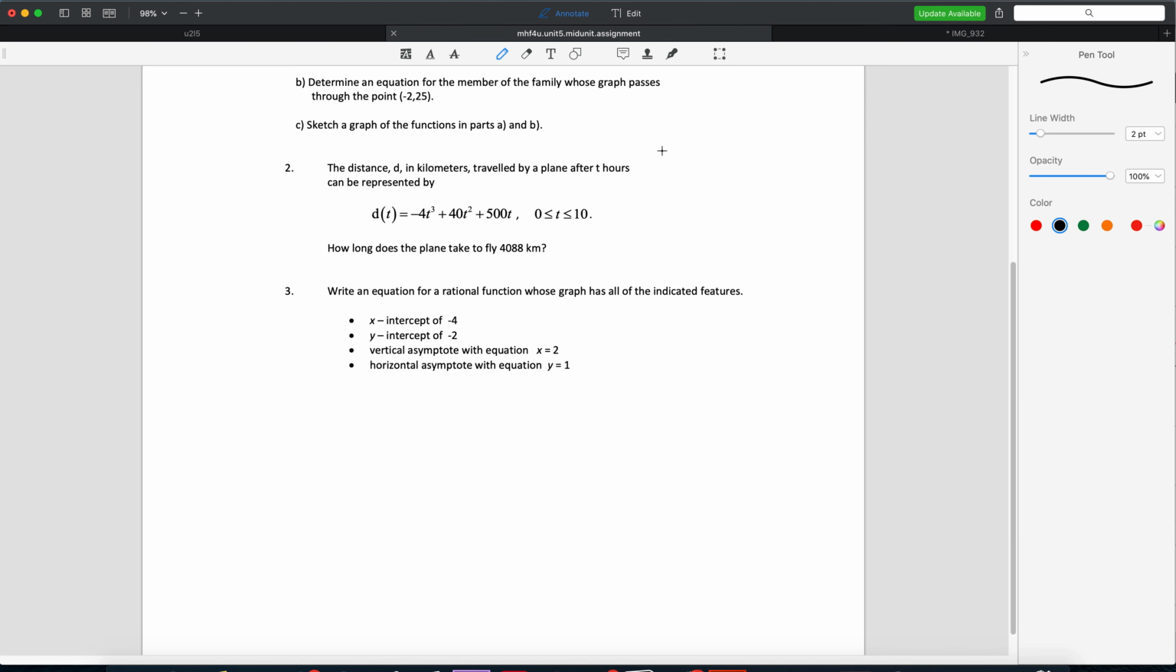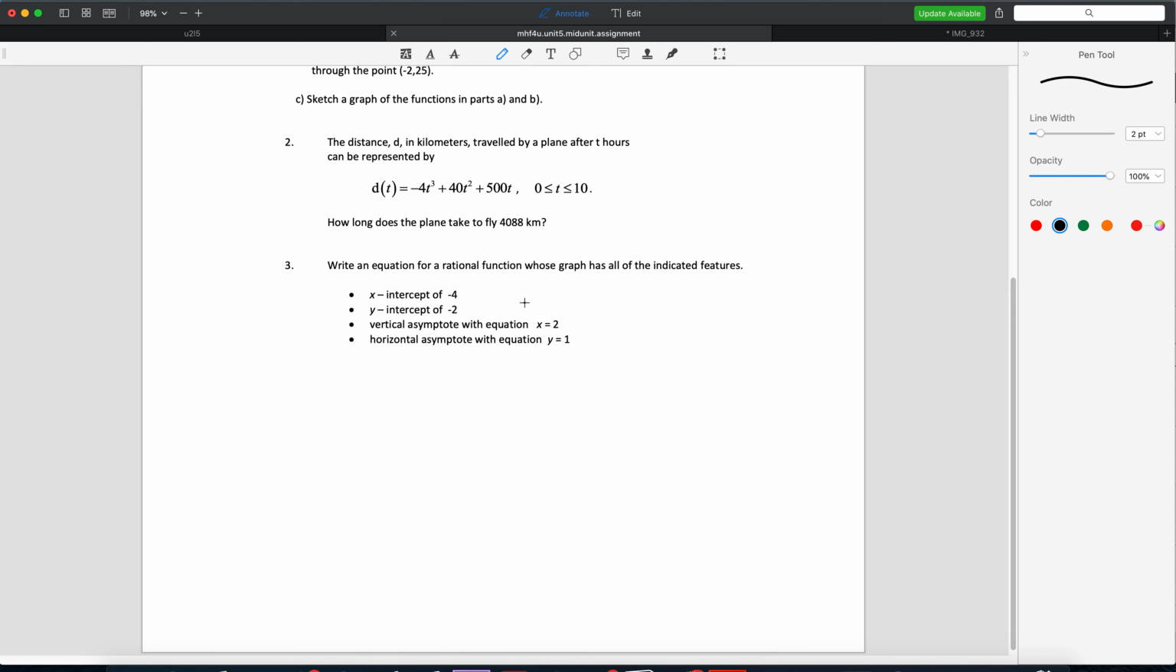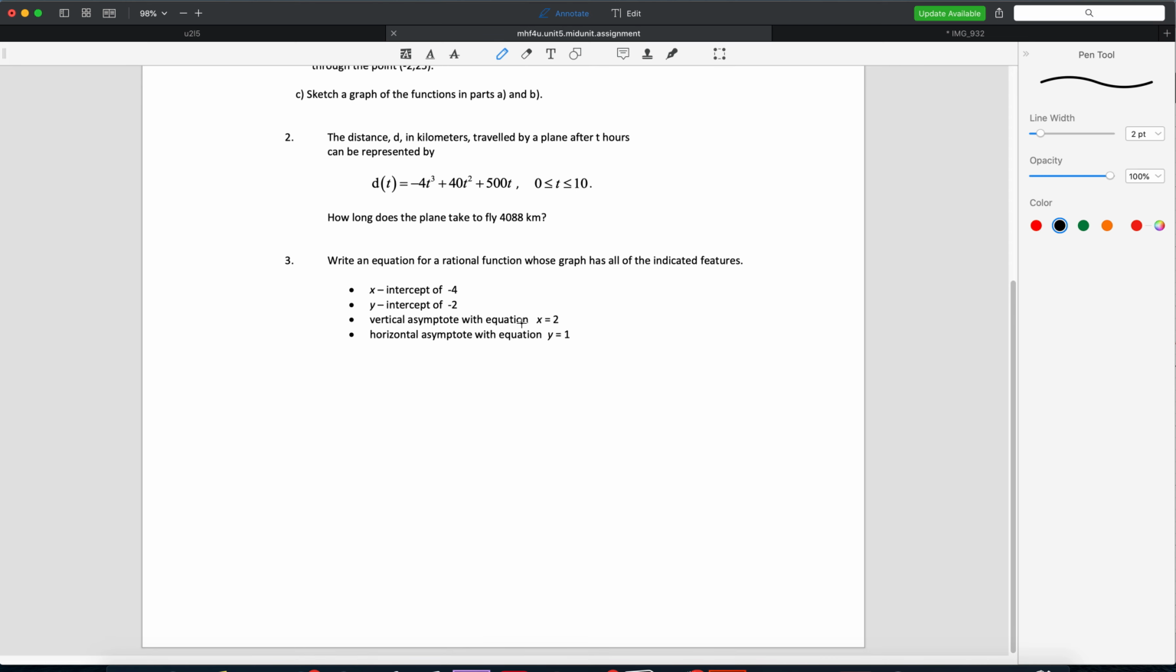And question 3. Question 3 here. Write an equation for a rational function whose graph has all of the indicated features. So we need 4 features here. X-intercept is equal to -4. So we have only 1 zero where x equals -4, and y-intercept of -2. And vertical asymptote with equation x equals 2, and horizontal asymptote with y equals 1.